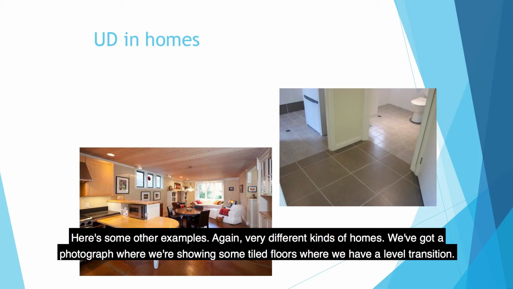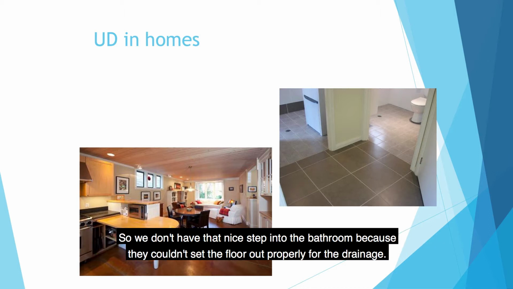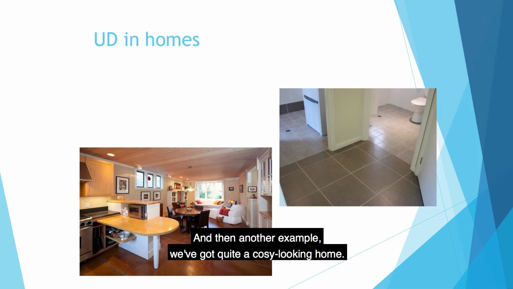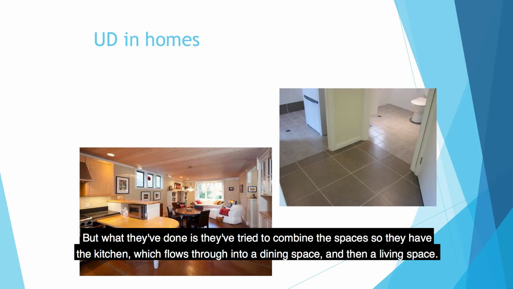Here's some other examples. Again, very different kinds of homes. We've got a photograph where we're showing some tiled floors where we have a level transition, so we don't have that nice step into the bathroom because they couldn't set the floor out properly for the drainage. And then another example, we've got quite a cosy looking home, but what they've done is they've tried to combine the spaces, so they have the kitchen, which flows through into a dining space and then a living space.